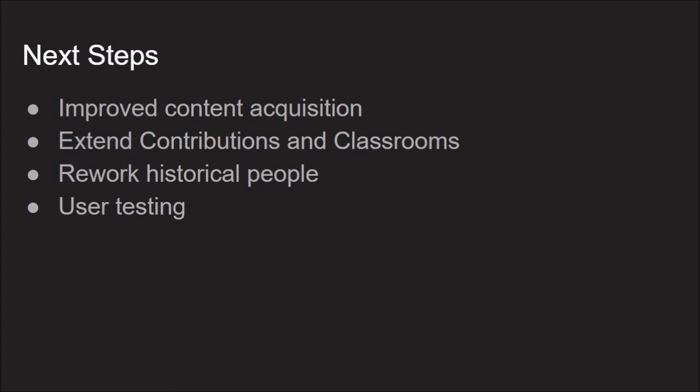The possibilities for future development are endless. Better methods for obtaining content are one interesting area. Does anyone want to write a script that crawls Wikipedia starting at some page and generates events, locations, and people for our app? Please let us know if so. We could also further develop contributions and especially classrooms. As said before, we want to rework the presentation of historical people. Most importantly, we'd like to begin some user testing. First, as more open-ended discussions with teachers, and later getting students involved to learn how to make this an effective educational tool.